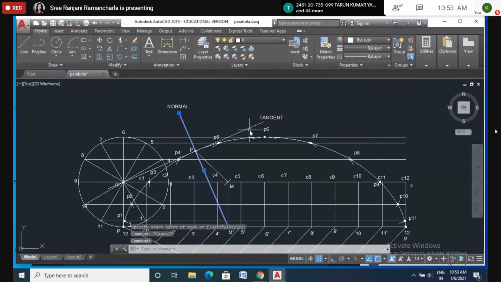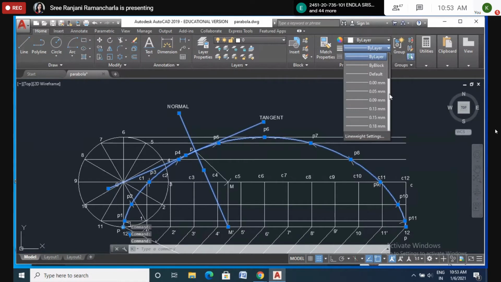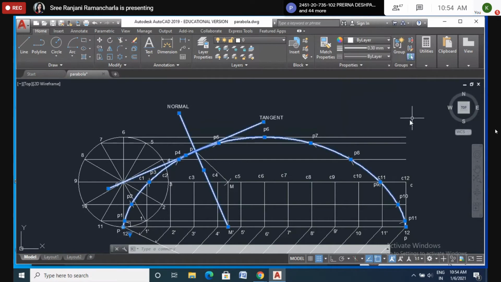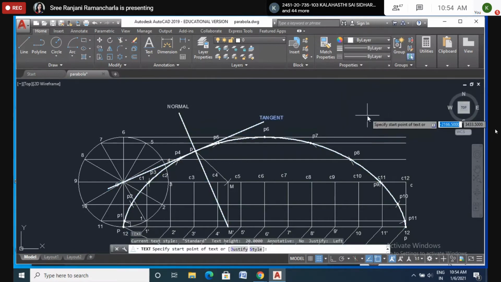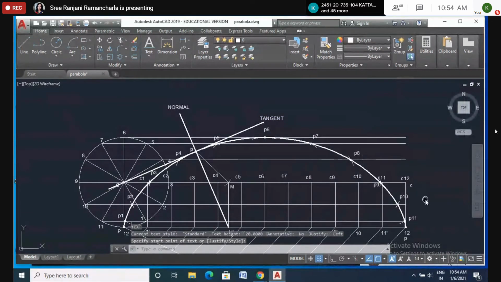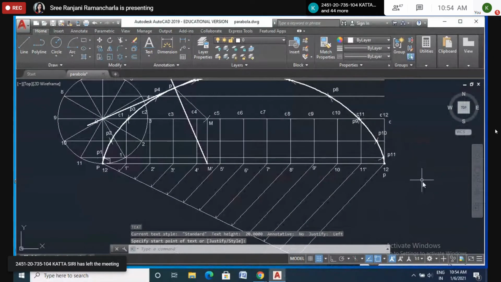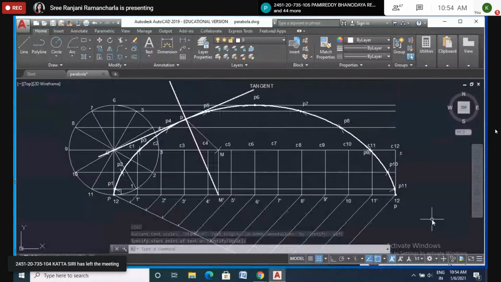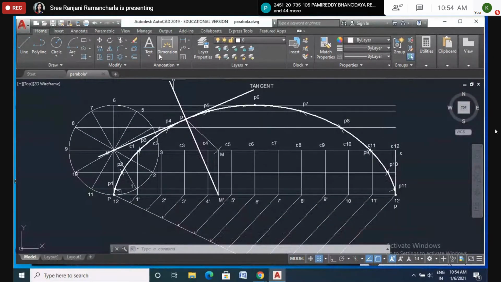First I will select this one. Selected, then I will make this one 30. So from the beginning we are making it with 30 mm only. Okay, like this. Select. Is it clear now? So your drawing should be visible in this way, very neatly in your notebooks.